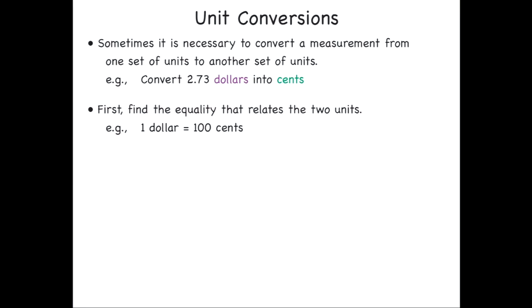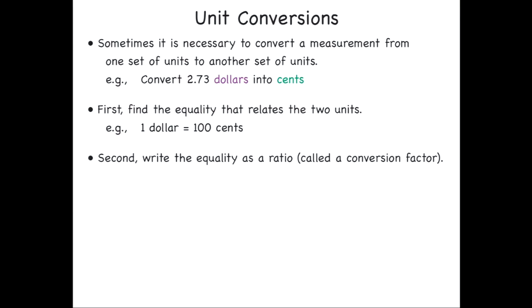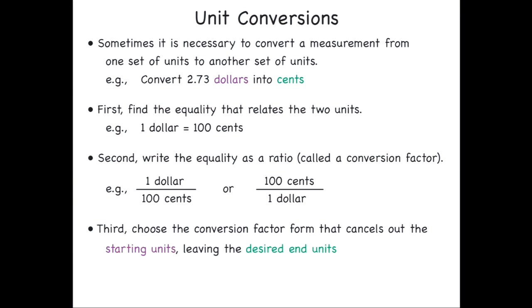So that's our equation of conversion, our conversion factor, which we then want to write in the form of a ratio, as a fraction. Right? So we have two choices, $1 over 100 cents or 100 cents over $1. Which one do we use? Well, we want to be goal-oriented. What are we trying to get? We're trying to end up with cents.